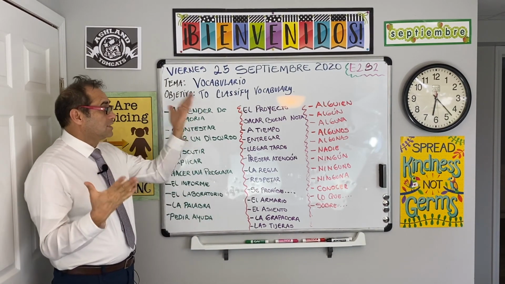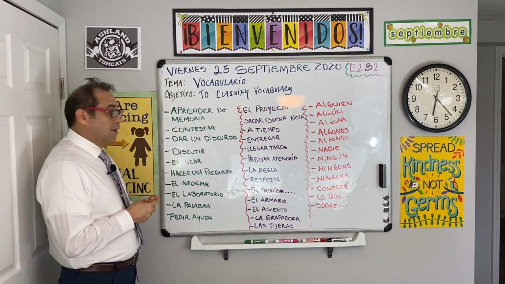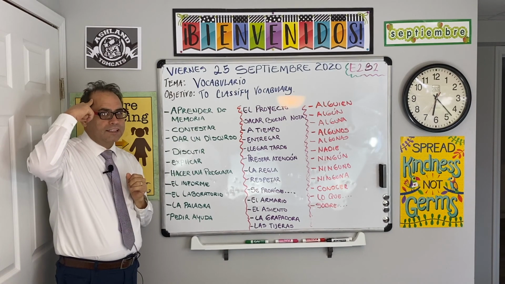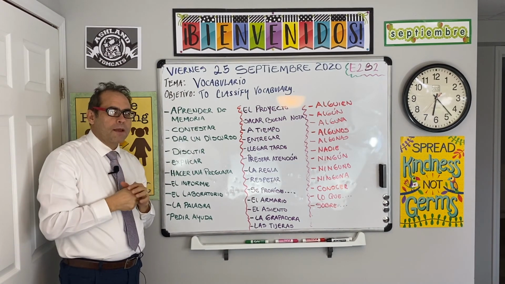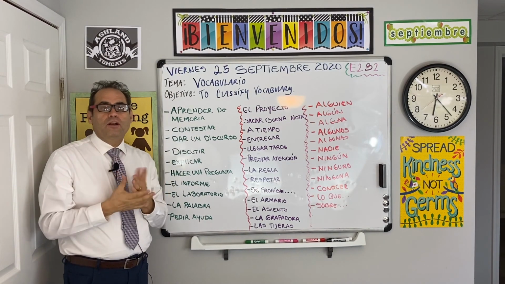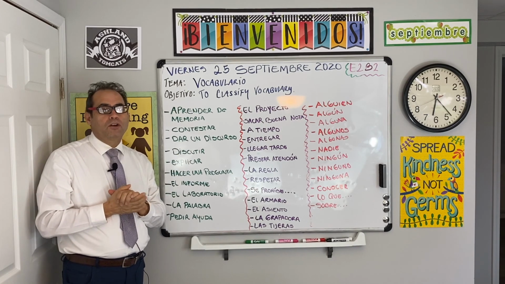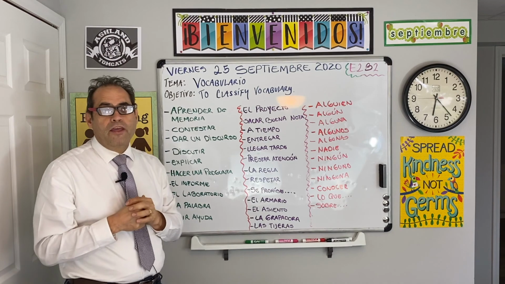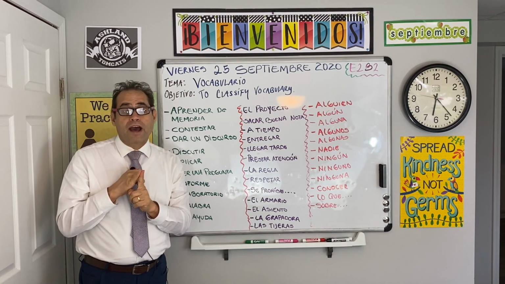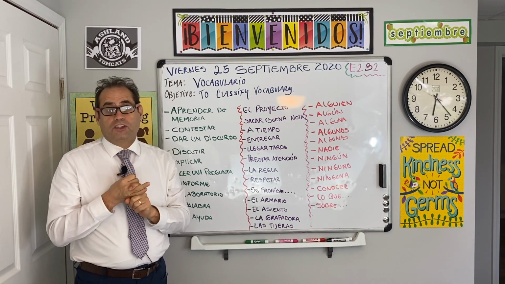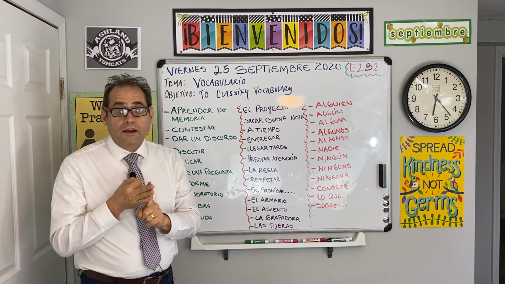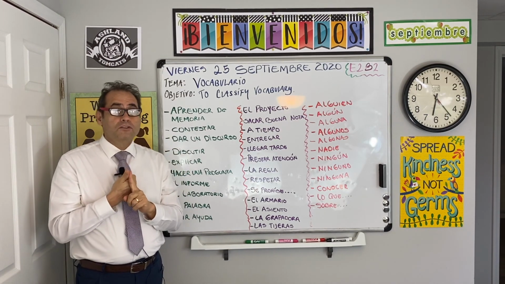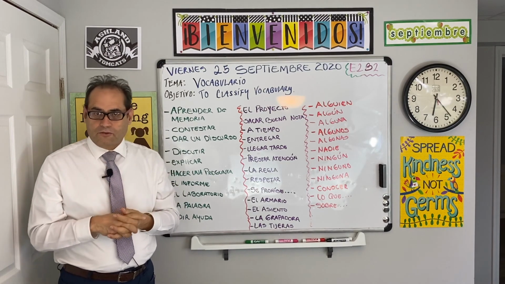So we're going to classify the vocabulary, and then let's get started now with this. Aprender de memoria, to memorize. Very important. Because how do you learn things in Español? How do you learn any foreign language? Memory. You need to memorize the expressions. You need to memorize the vocabulary. You need to memorize the grammar. You need to memorize the patterns, the structures, and how to use it. You need to memorize a lot of information.